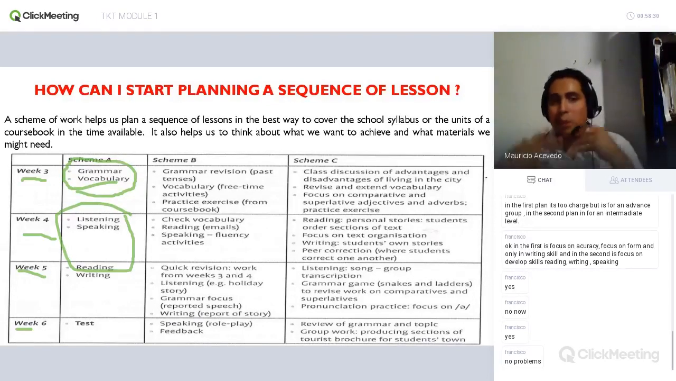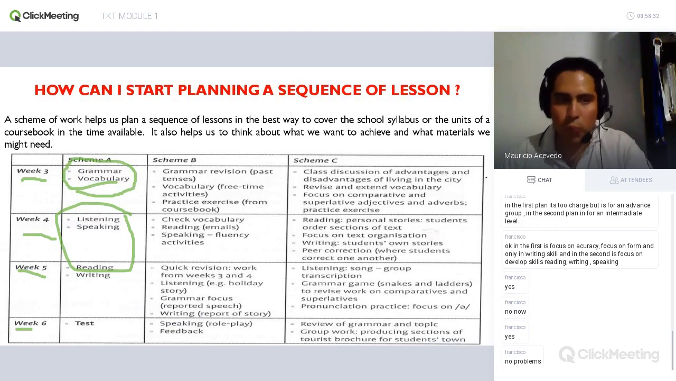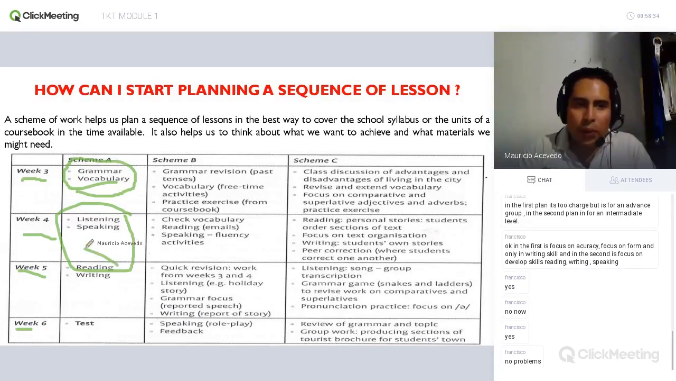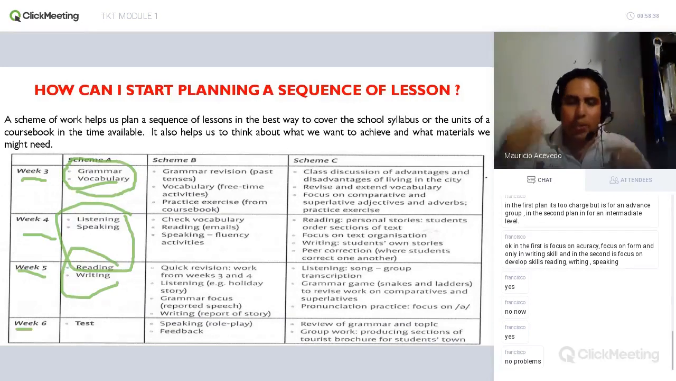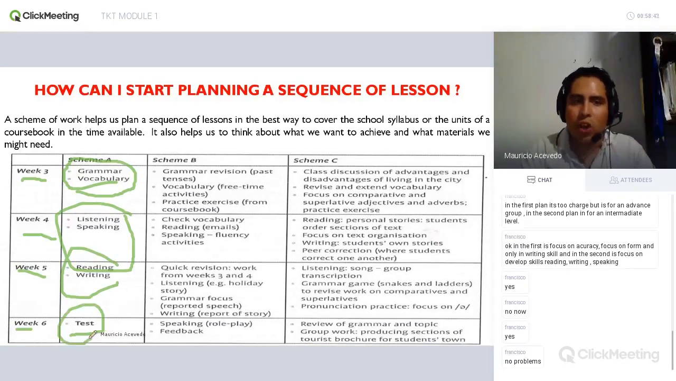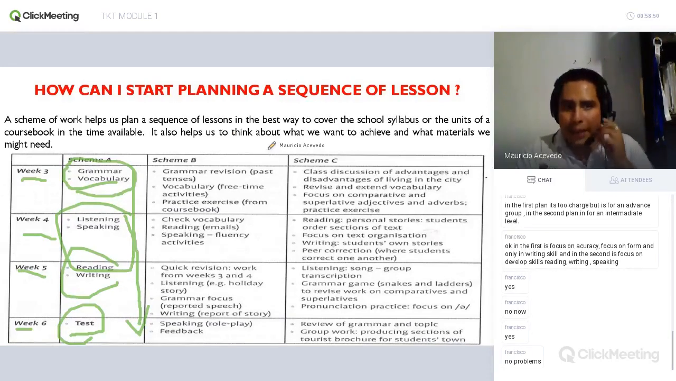Then in week 4, we're going to look at listening and speaking. So we have input, but at the same time, we start with output. In week 5, we have reading and writing. Okay, another time we have input and then writing. And finally, in week 6, we're going to be focused on the test. Of everything that we saw here, we're going to go further with the test. Okay, scheme letter B.